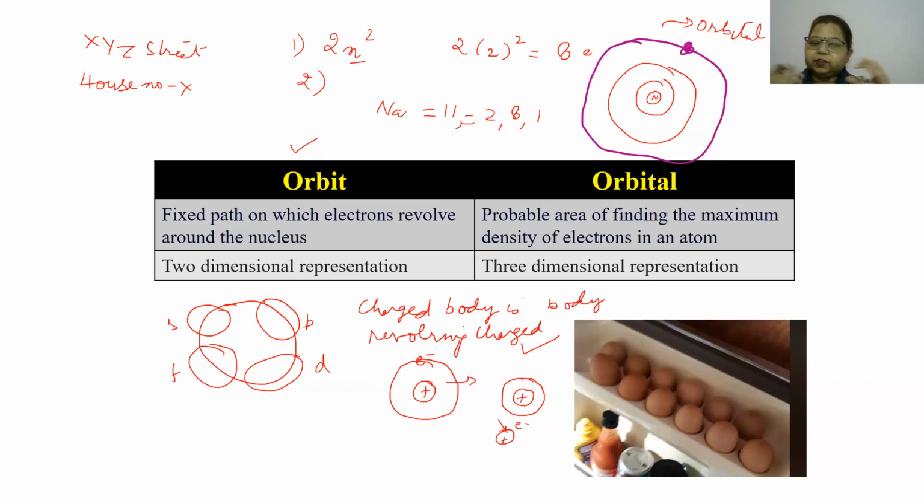Although we still keep on drawing them spherical, because elliptical orbits are very difficult to draw, we continue to draw them spherical. But whenever a question comes, what is the shape of an orbit? We always need to say it is elliptical. It is not circular. Is this point clear to all of you?